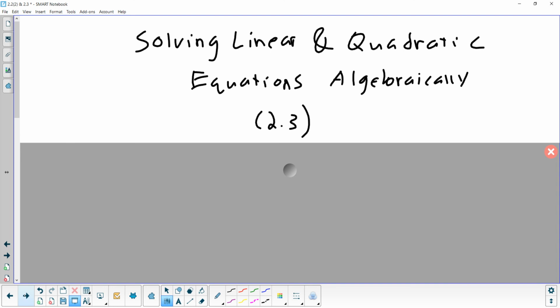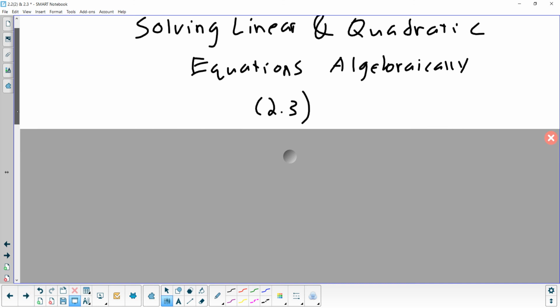So I think a good amount of this will be from Algebra 1, solving linear and quadratic equations. But we'll go through it just to maybe refresh some of the things, because it's been a little while since you've probably done that.